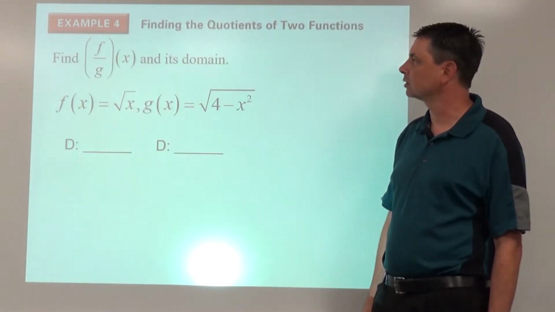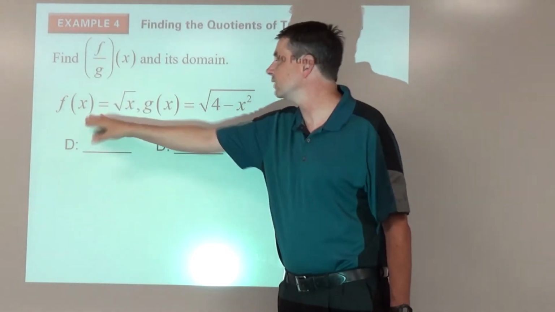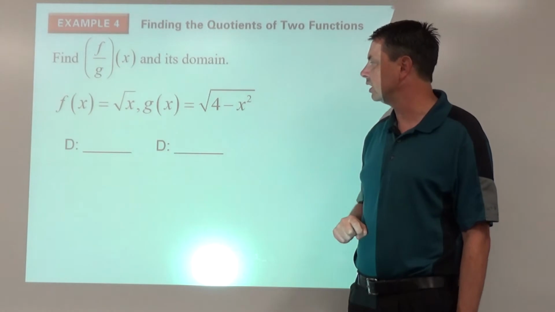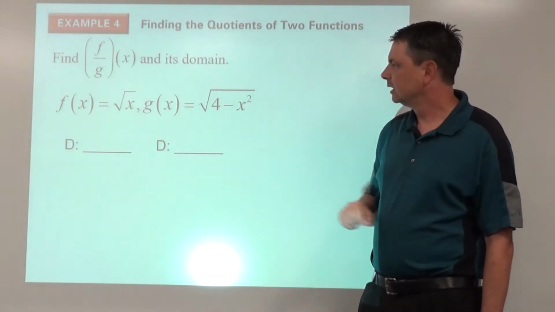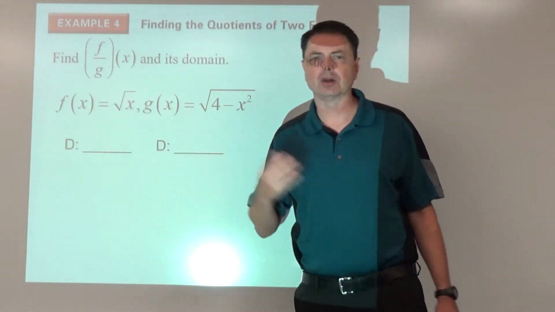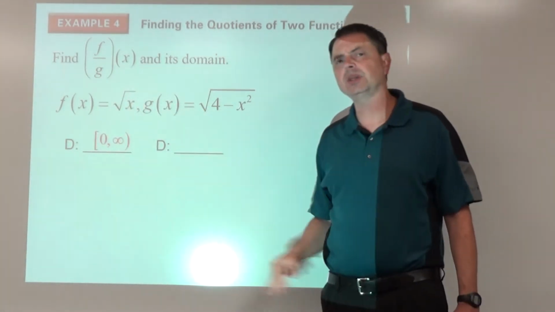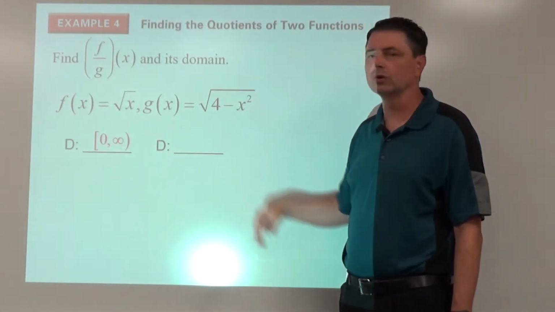Example number 4, quotient function. We already talked about f of x. Here's a new g of x. g of x equals the square root of 4 minus x squared. So we're going to think domain here. We already know that one. g of x is going to be a little trickier to find the domain. It's not a function entirely that we're really kind of used to.